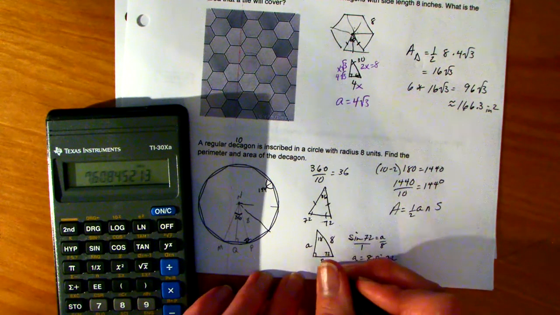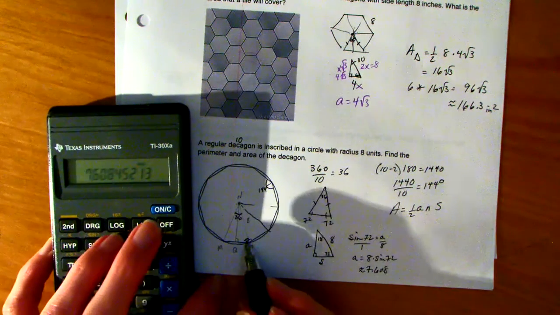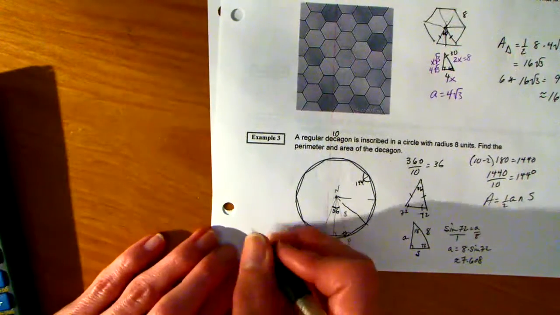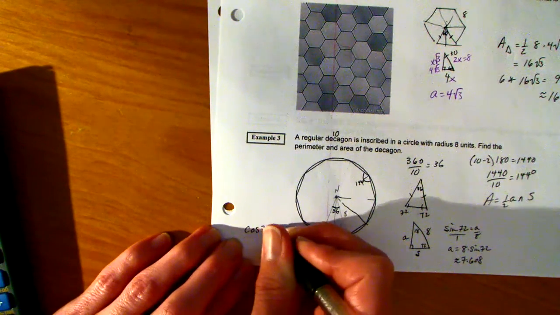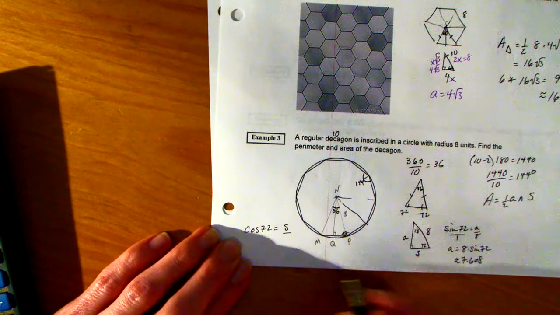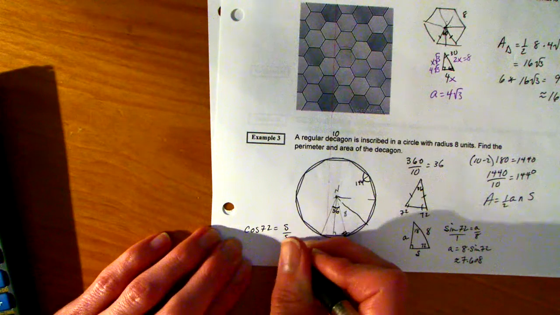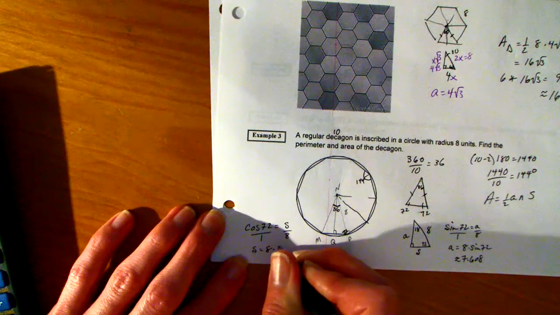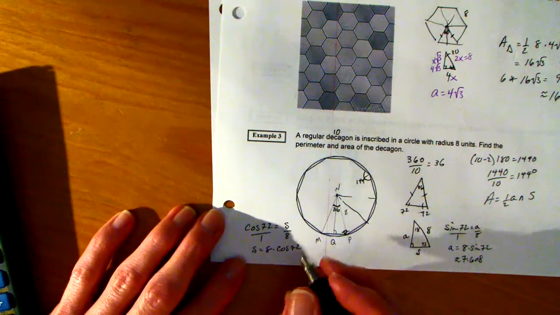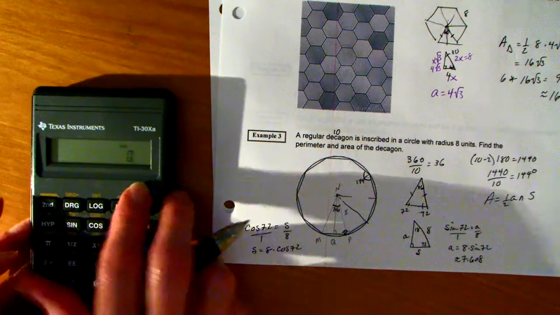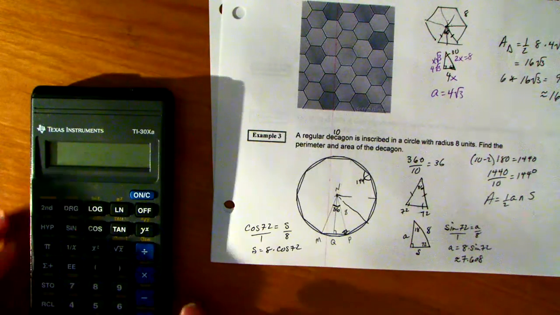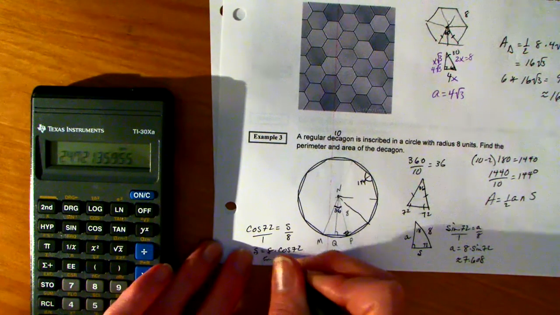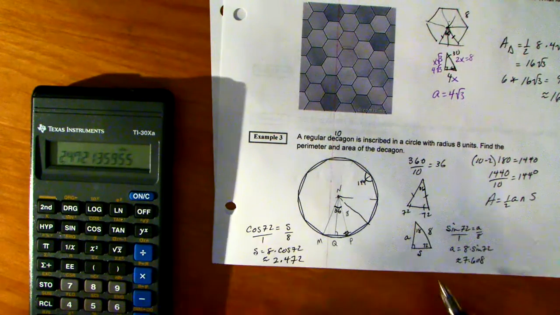Now I gotta find, let's call this a side length, and remember, that's just going to be half of it. To find that, I have to do cosine. Cosine of 72 is equal to s, adjacent over hypotenuse. Of course, my s's look like 8s. So s is equal to 8 times cosine of 72. 72 cosine times 8 equals about 2.472. Now remember that's half.